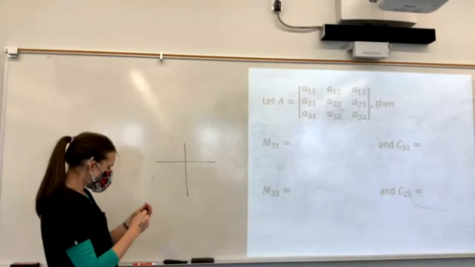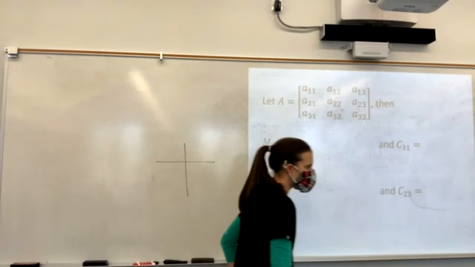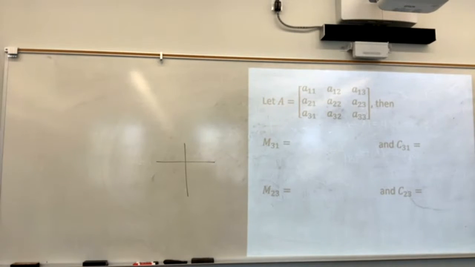Okay, so here is just a generic 3 by 3 matrix. We're going to compute some minors and some cofactors. I really want a blue marker.